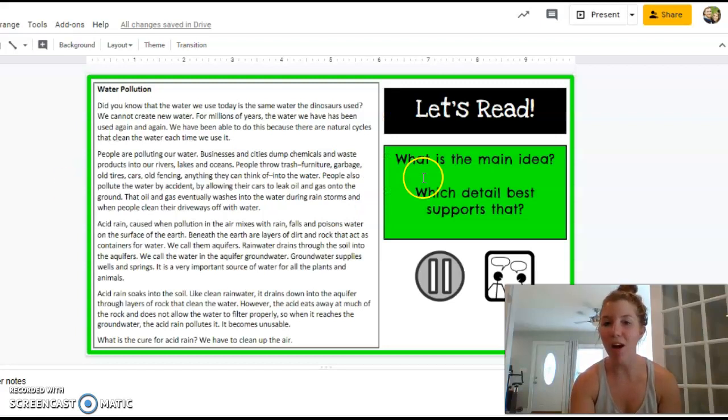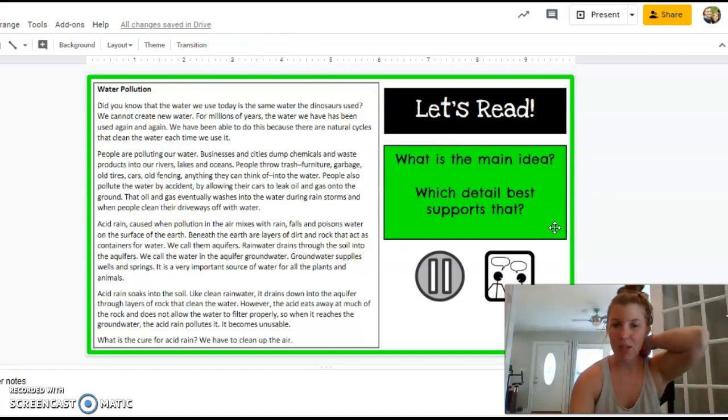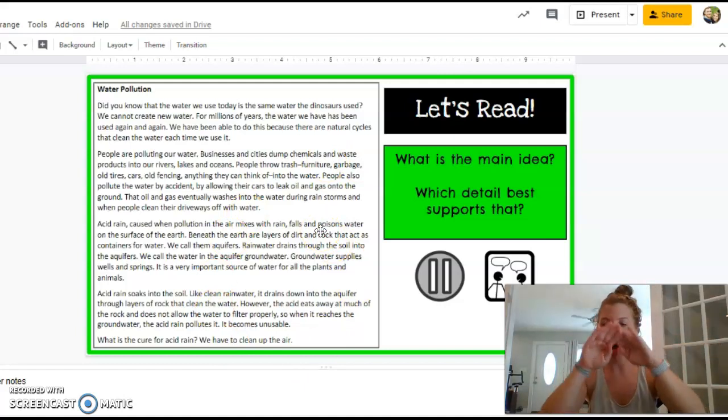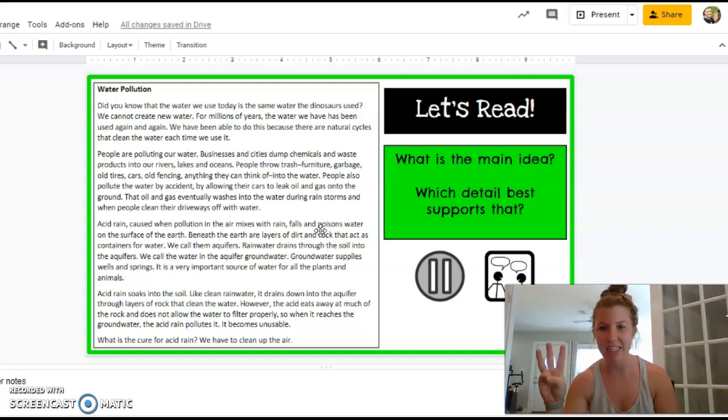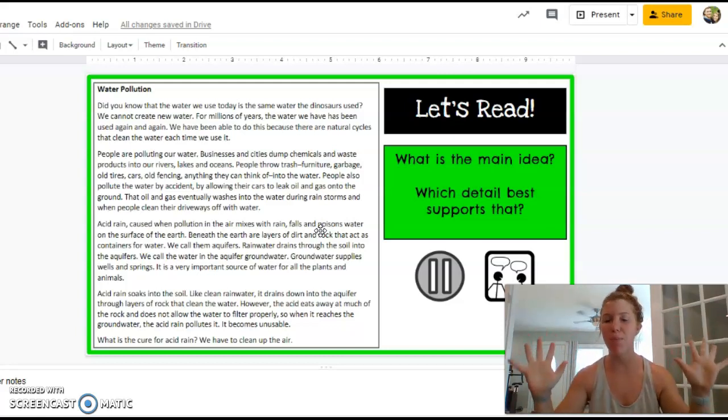So, here we are, our new text called Water Pollution. It says, let's read. Before we read, we're going to be listening and trying to figure out the main idea of this text and which details best support that main idea. Okay? So as I read, I want you to be thinking, what is this text all about? And what are some of those key sentences that help support what we're going to do for our main idea?